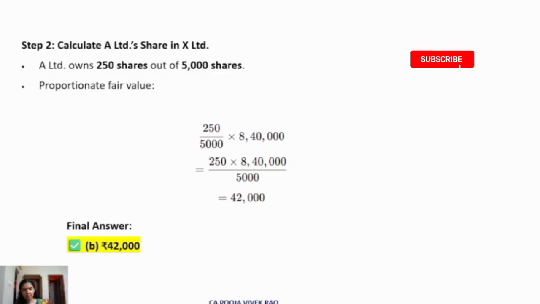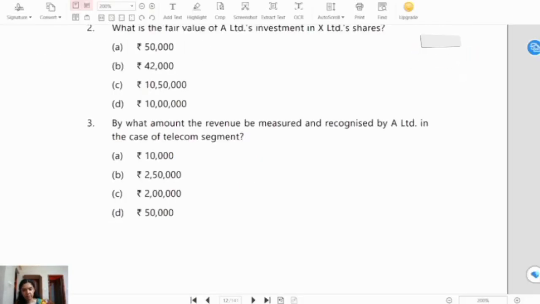Now we will see MCQ number 3. By what amount will the revenue be measured and recognized by A Limited in case of the telecom segment? Option A rupees 10,000, option B rupees 2,50,000, option C rupees 2 lakh, option D rupees 50,000. This question relates to issue number 2 above.